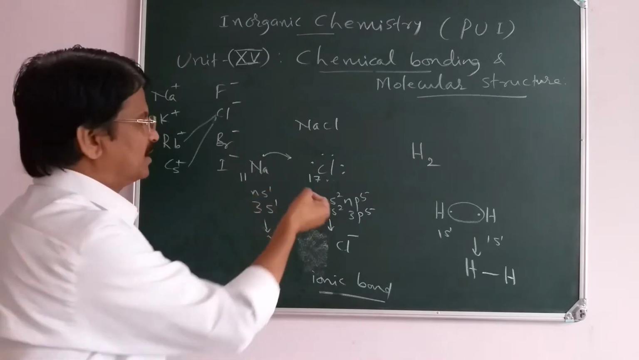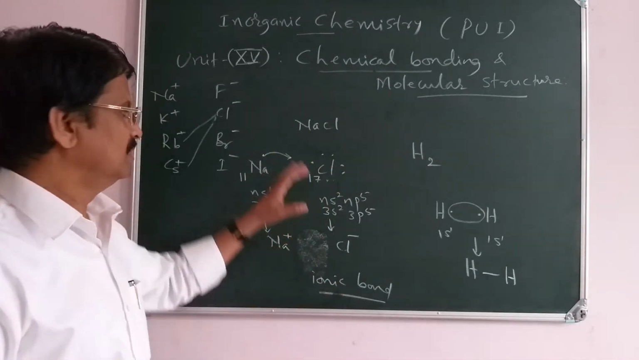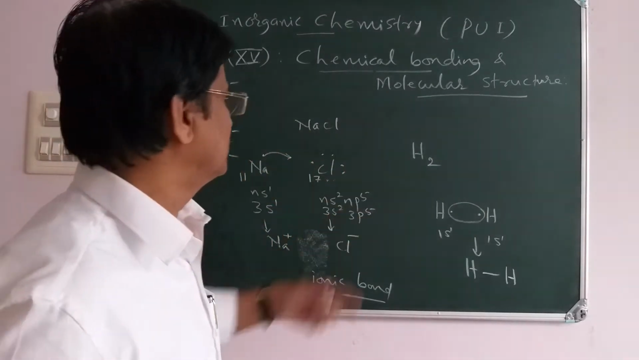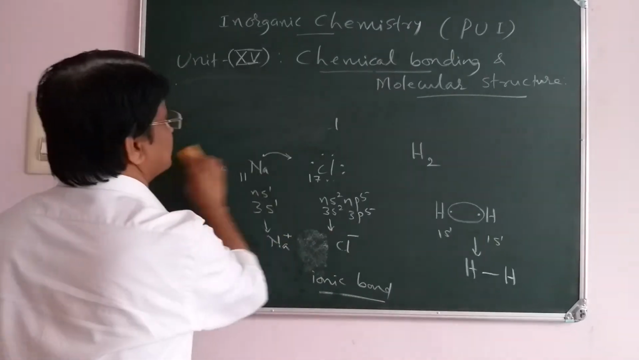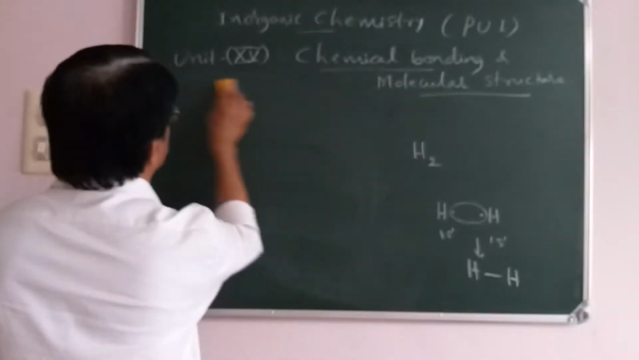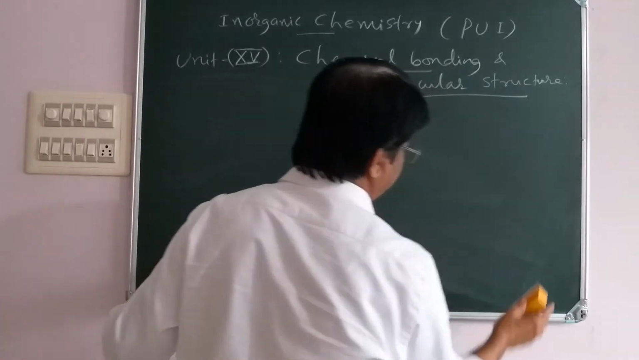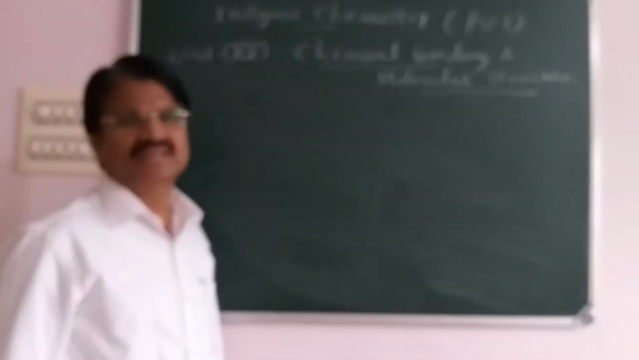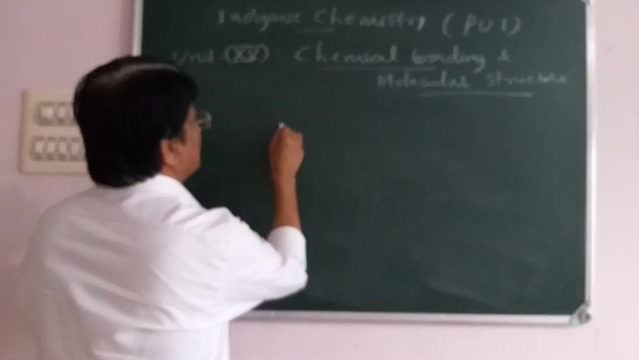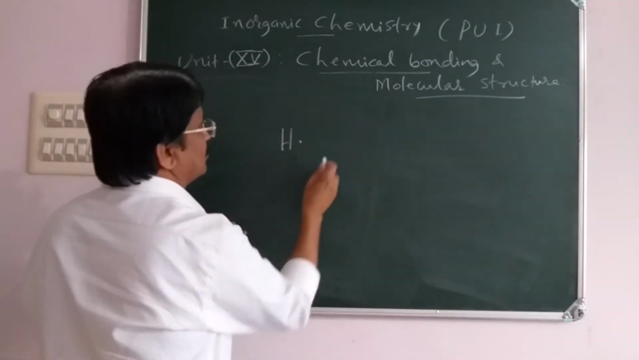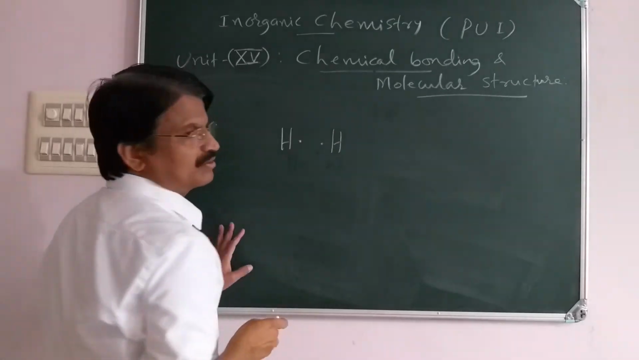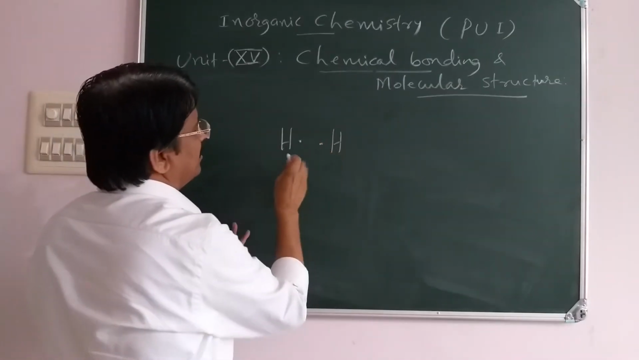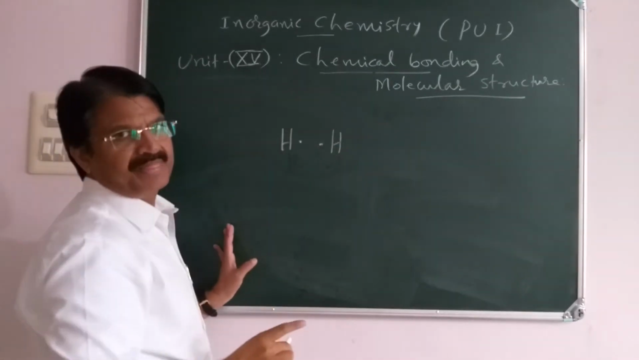And even electron dot structure we can write for ionic compounds and even organic compounds. This is called Lewis dot structure or electron dot structure. For hydrogen, valence electron, hydrogen valence electron, and this is said to be the electron dot structure for the hydrogen molecule.